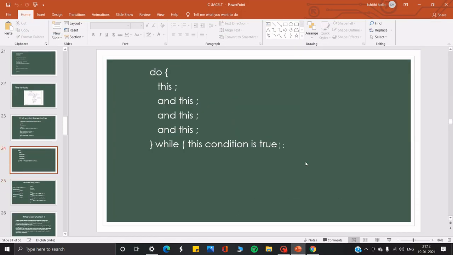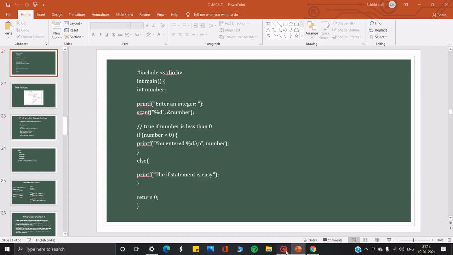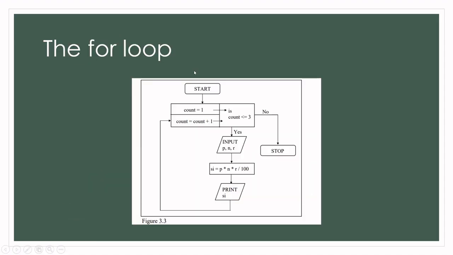And this is the for loop implementation. I'll explain the for loop implementation over here. You'll have three attributes. First you take count is equal to 1, and then you check the condition: is count less than or equal to 3? If it's yes, then you execute this: ask for input P, N, R, simple interest is calculated and simple interest is printed.